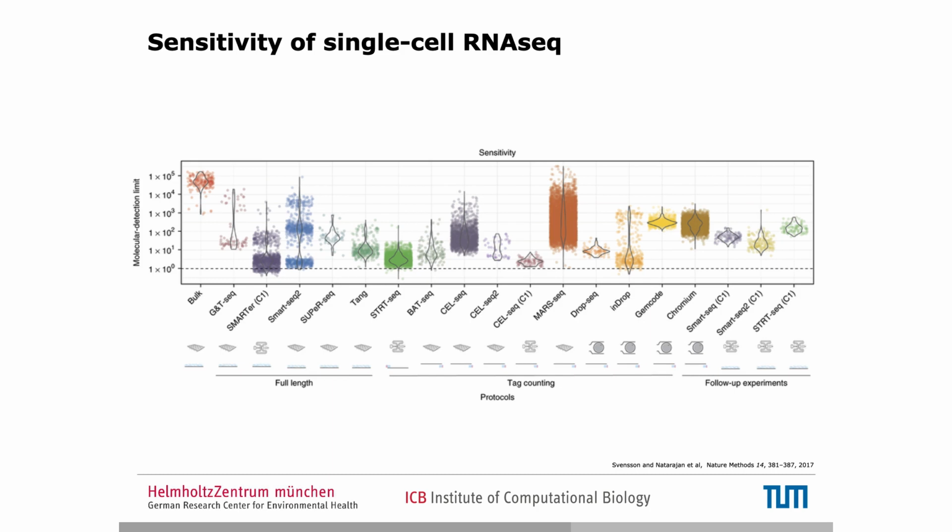The Atlas projects, at least the ones I am mostly involved with, go with the Chromium device, so the 10x platform, because you have the high throughput and you can capture rare cell types rather easily.